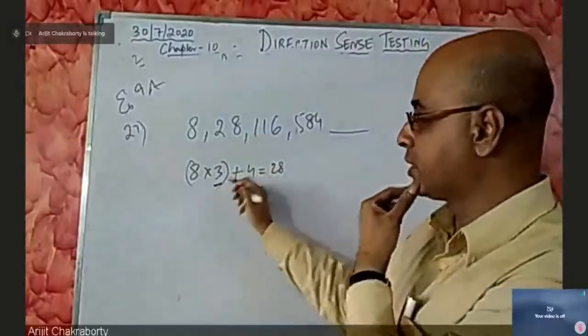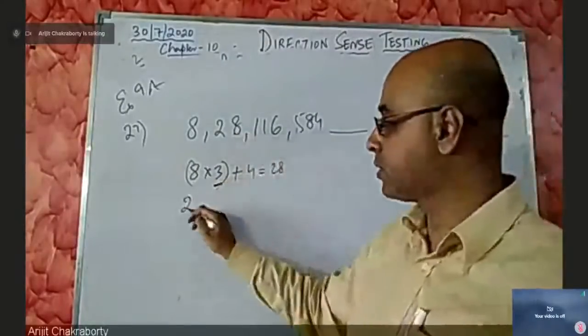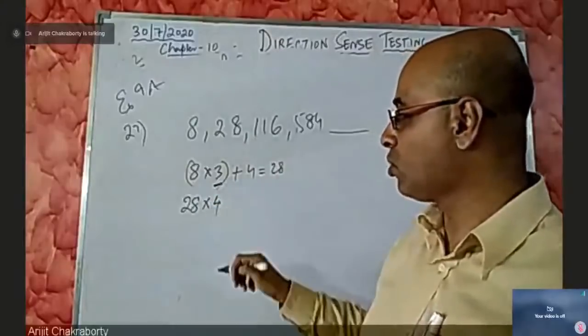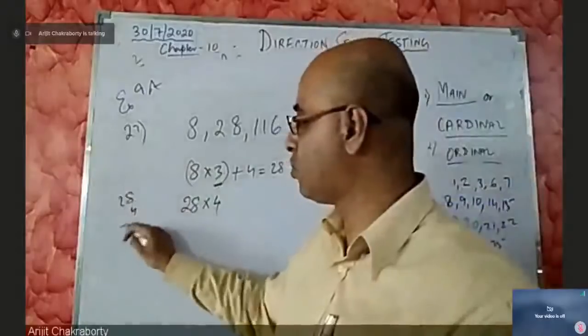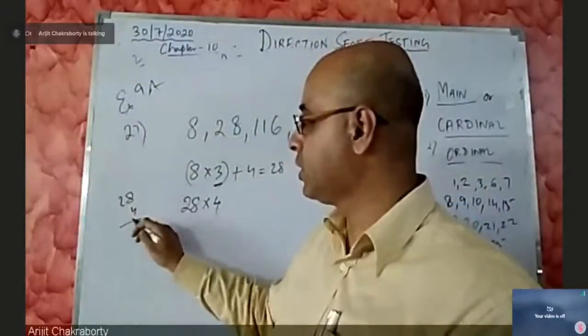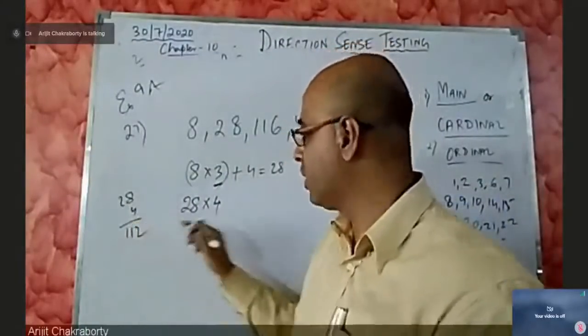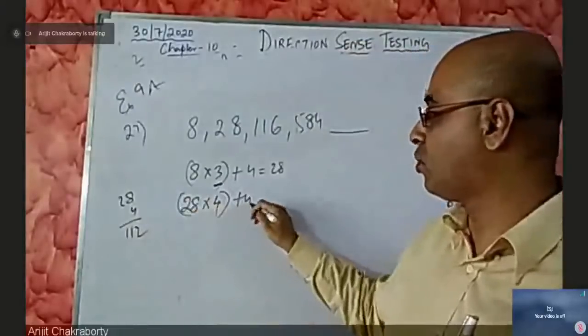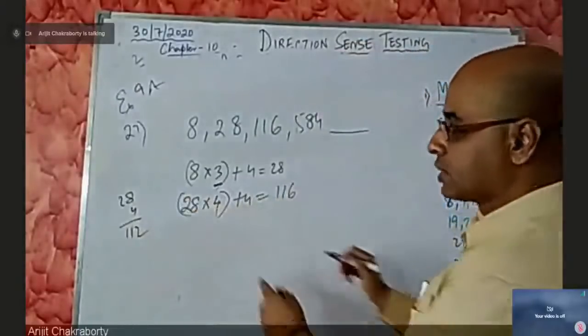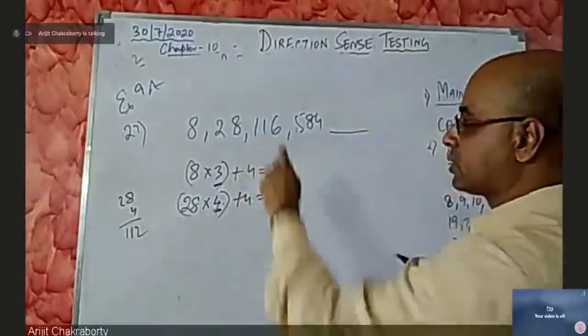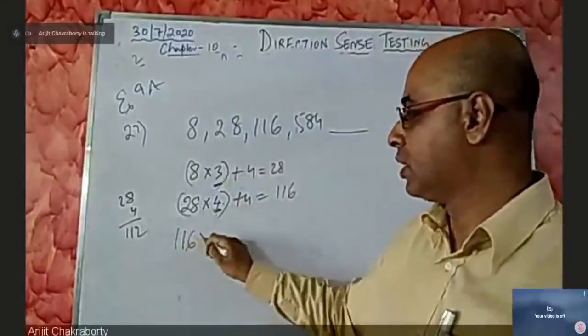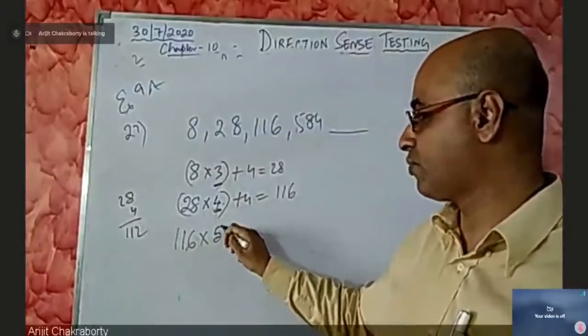8 into 3, mind it. 28 into 4 is 112. Let's see, 28 into 4 is 80 and 32, 112. 112 plus 4 is 116. So please see the number is increasing. So now 116 should be into 5.